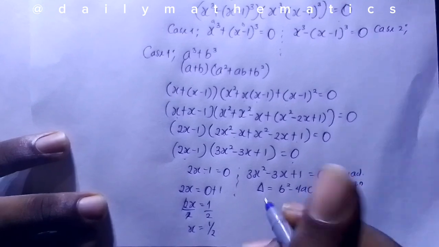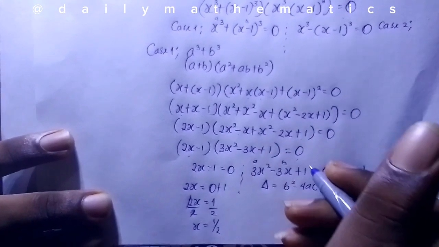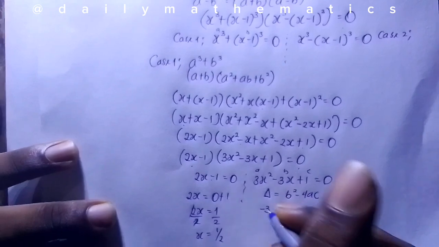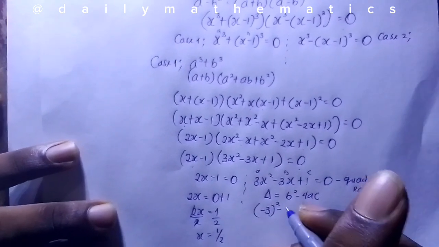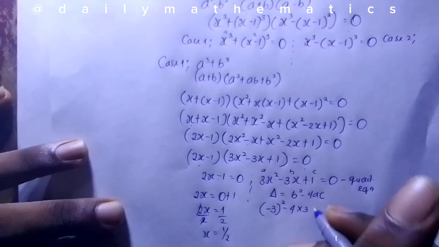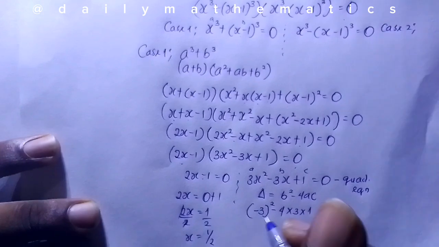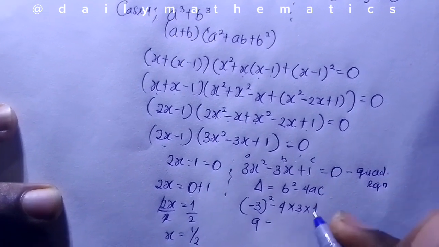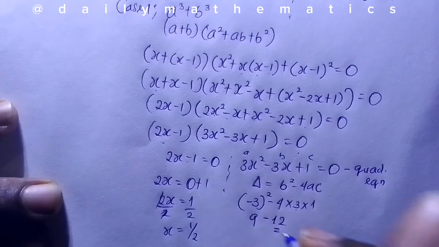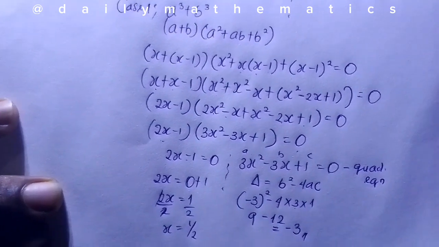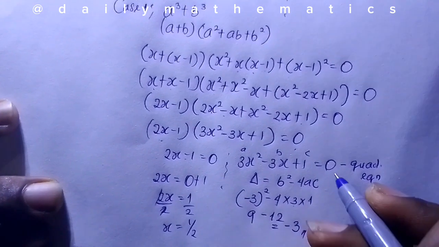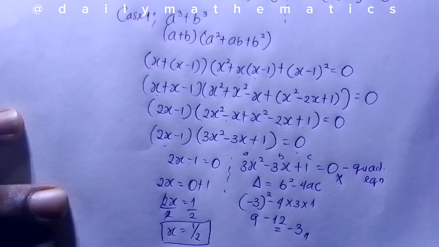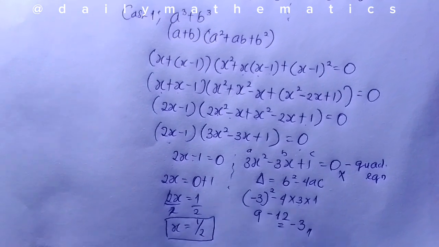So from here, this is a, b, and c, right? So b squared is minus 3 squared, minus 4 times a, which is 3, times c, which is 1, right? So minus 3 squared, that's 9, minus 4 times 3 times 1, that's 12. So this answer is giving us minus 3, which is a negative number. So we cancel this equation. So we have only this value here, x equals 1 over 2, right? That's what we have here.